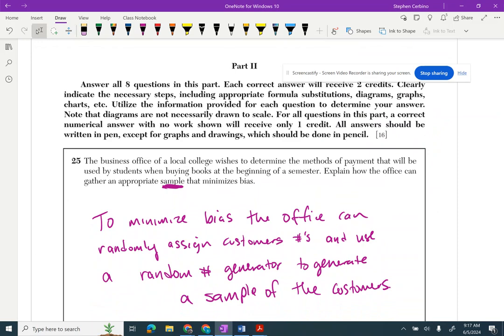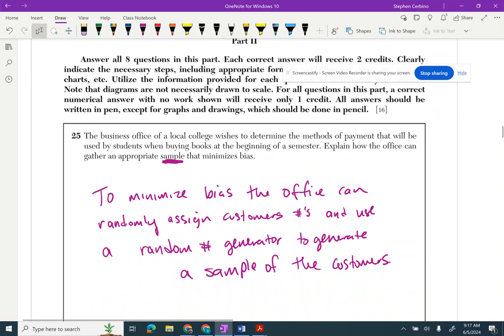So you notice I already pre-wrote the answer here for number 25 because I really wanted to talk about the answer for 25 and come up with some of the things that you might have made mistakes on if you tried this on your own first.